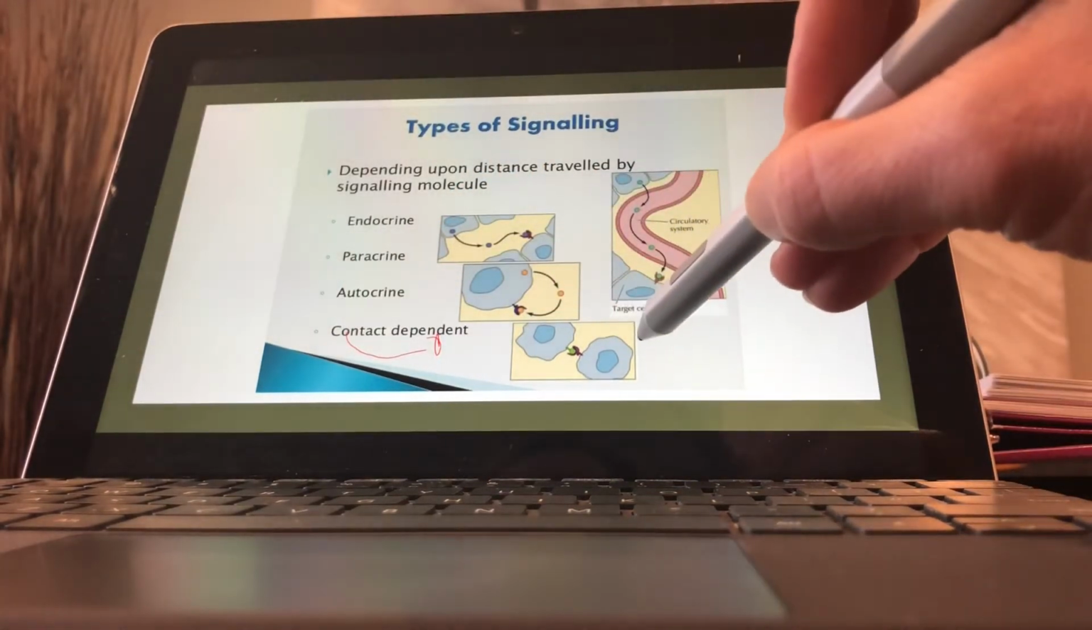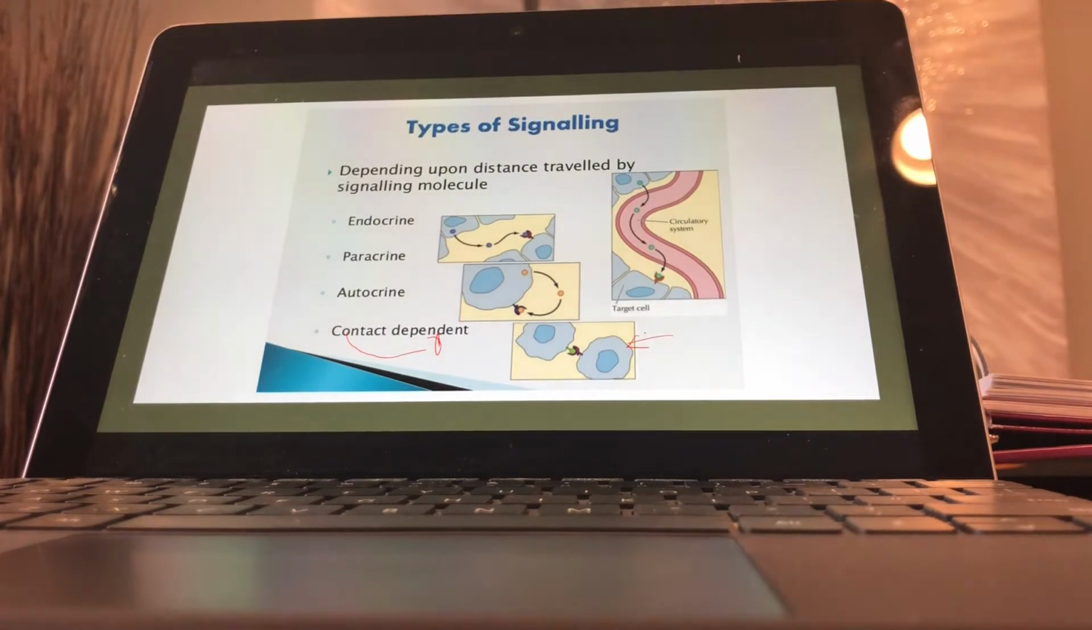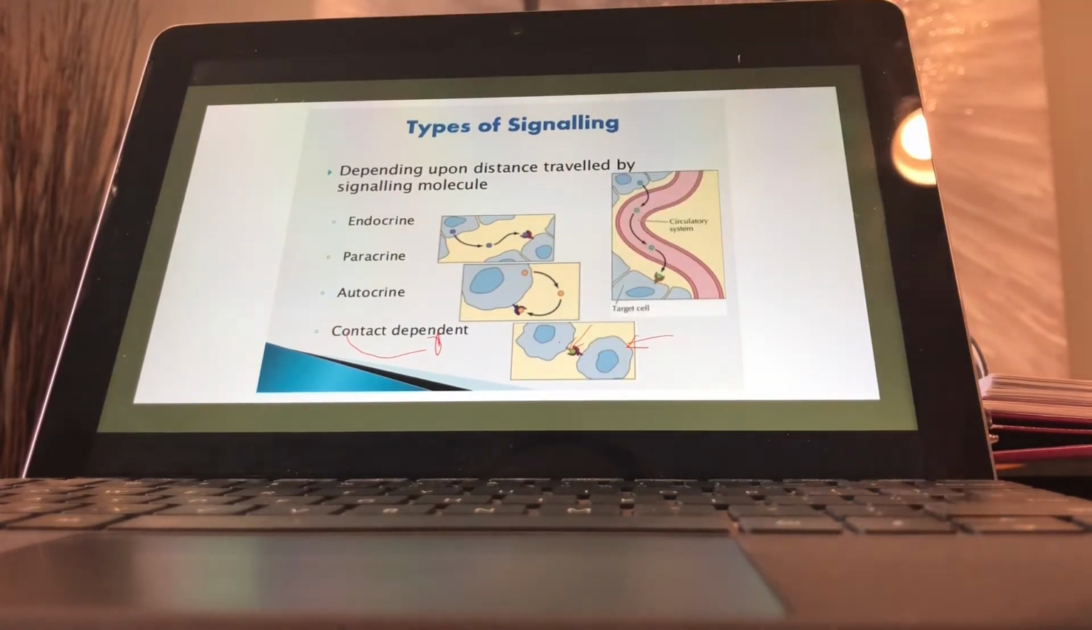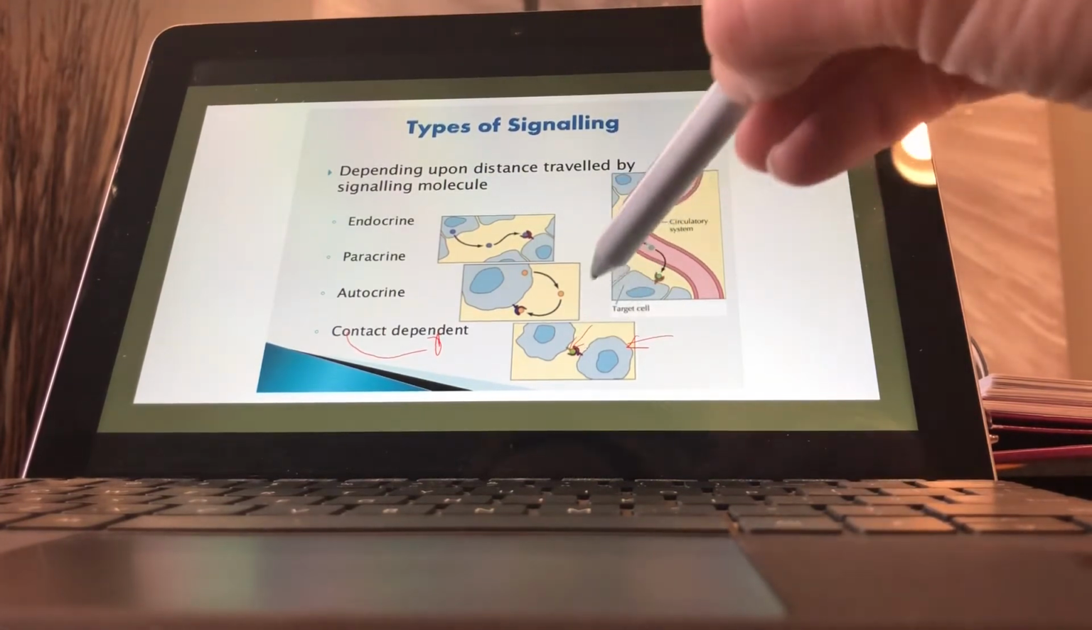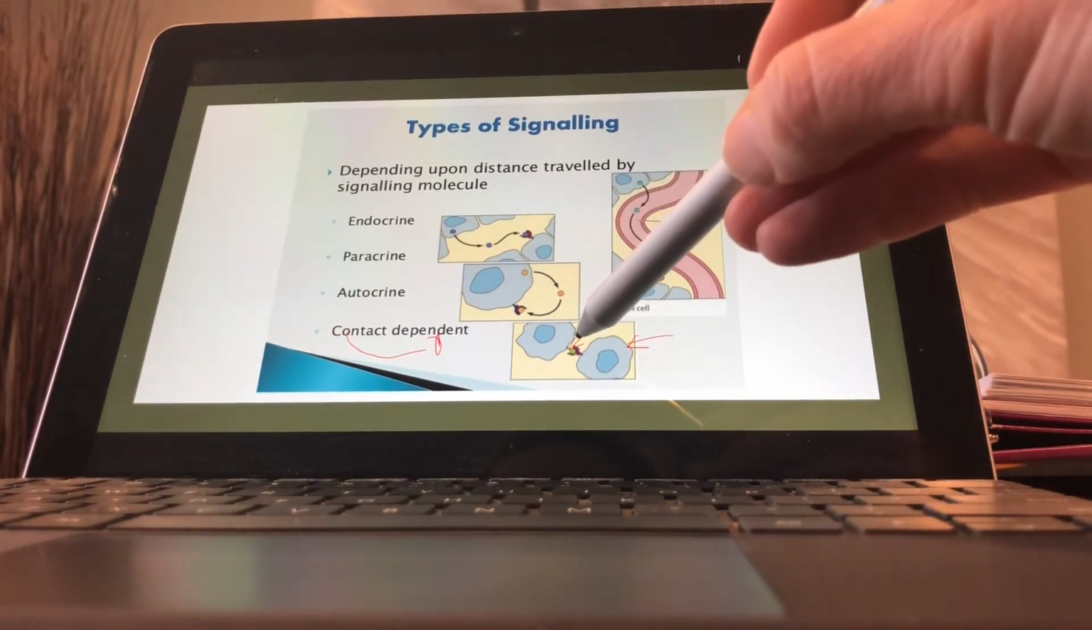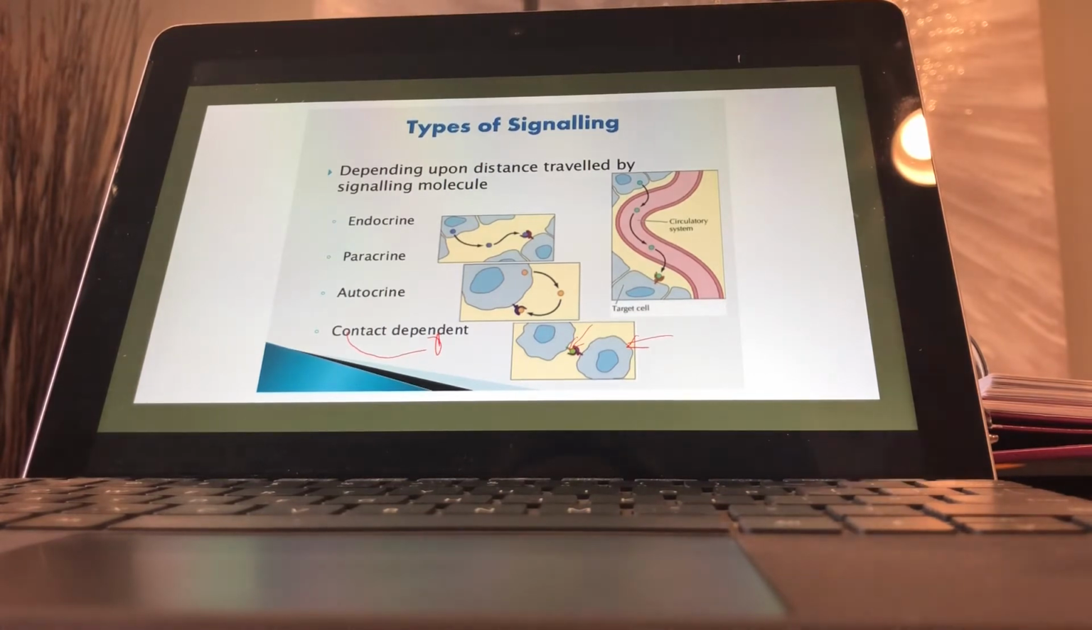Now, if you take a look at the diagram here, in order for contact dependent to take place, it's literally what the name says. They are in direct contact with each other, the cells. So they either will be sending messages, as you can see here, by one part kind of fitting into the other. This is called a ligand receptor complex when the 2 cells join. So it's either going to be the cells joining, or the cells can actually be attached to each other and they can send messages to each other that way.